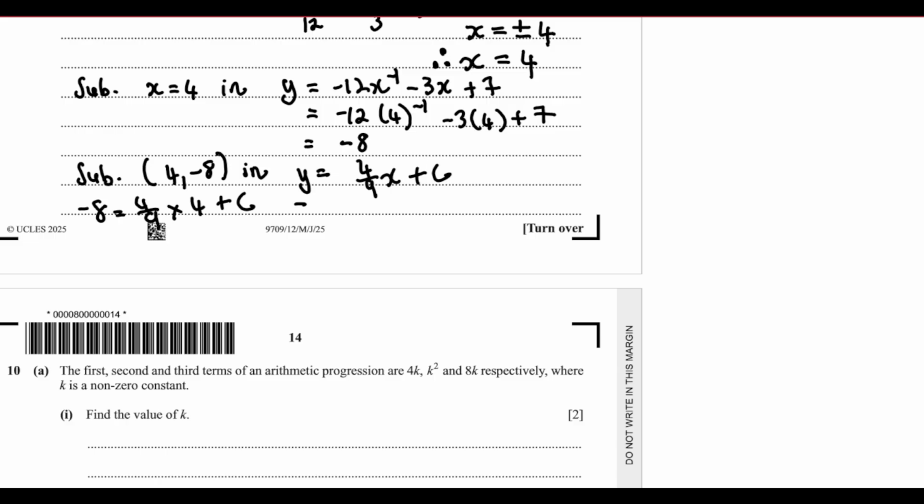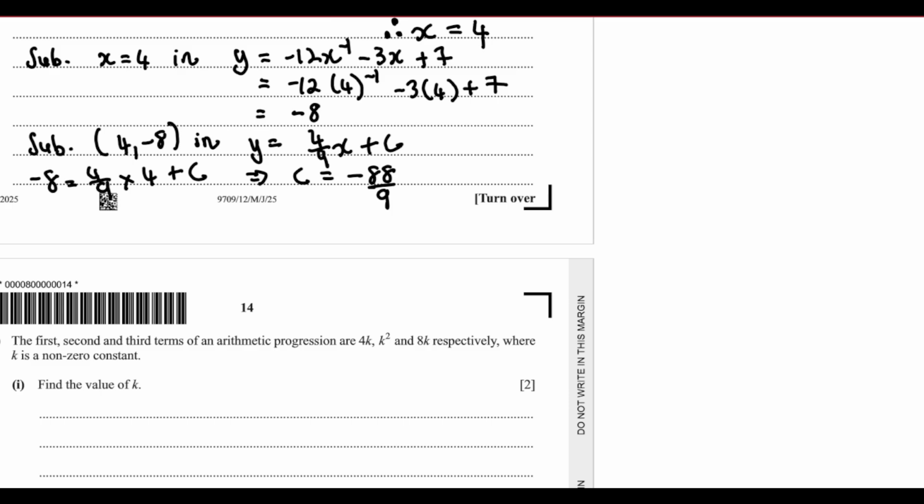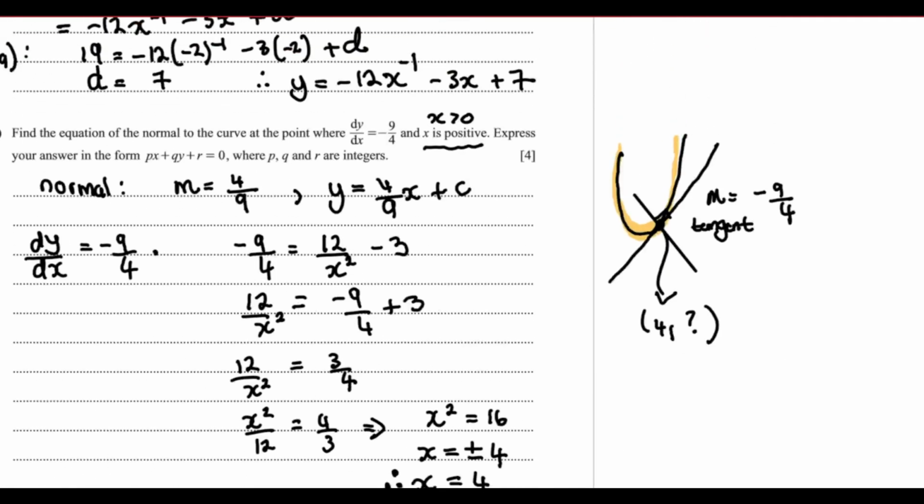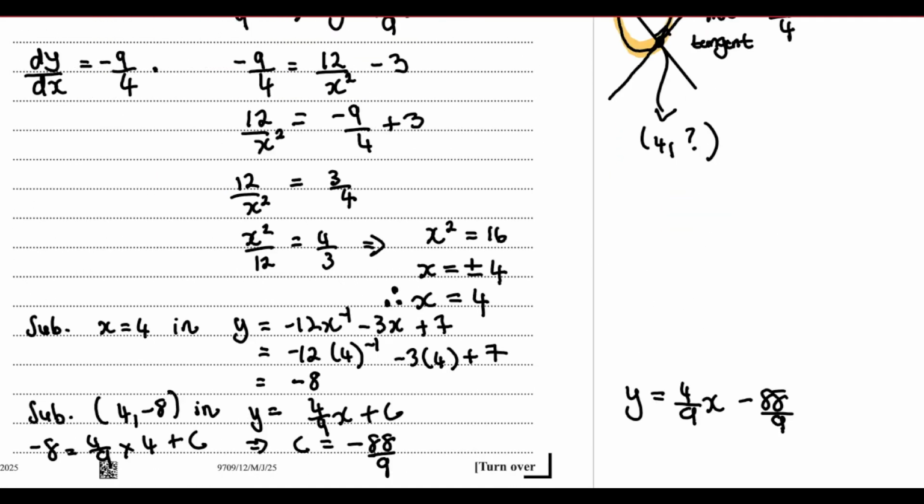So if you solve that, c ends up being negative 88/9. I'm running out of space again. Okay, so we have y is 4/9x minus 88/9. We want it in that form, so we want to equate it to 0.